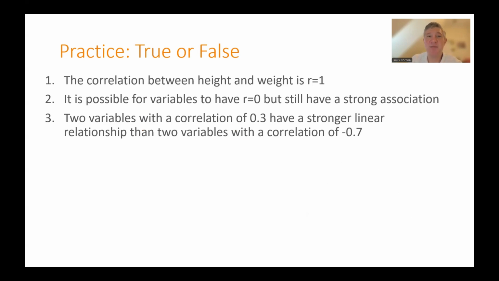Okay, two variables with a correlation of 0.3 have a stronger linear association than two variables with a correlation of 0.7. That would be false, right? Remember, the positive and negative just tells us about the direction. The magnitude, how strong the relationship is, we just look at the absolute value of the number.